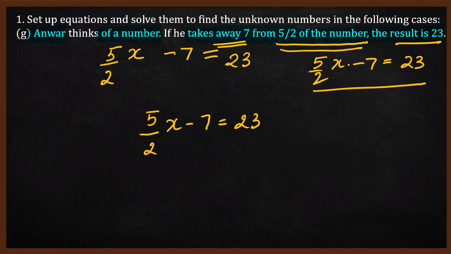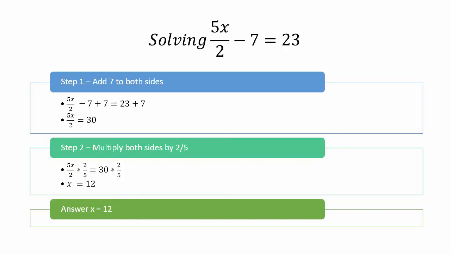Okay, solving, standard method. You first add 7 to both sides, and then you divide both sides by the inverse of 5 by 2, which is 2 by 5, and you get the answer x equals 12. Sorry, not divide by, but multiply. You can divide by 5 by 2, which is equivalent to multiplying by 2 by 5.